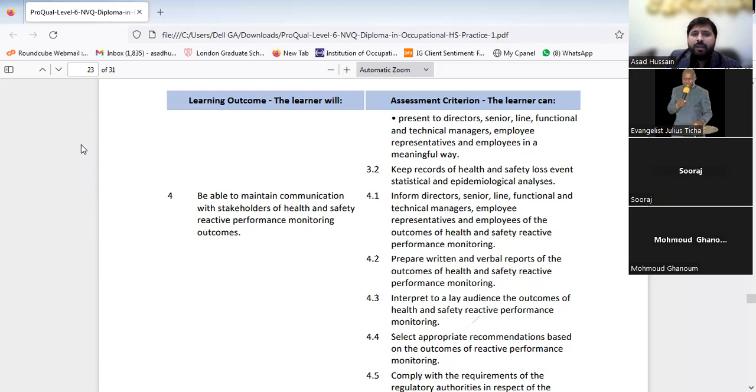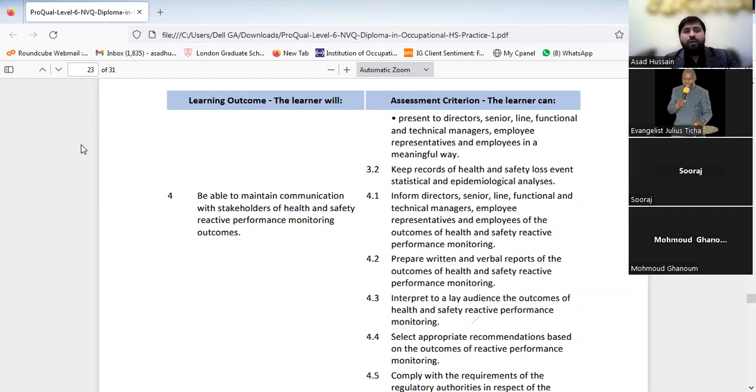Yeah, clear. Okay. So 3.2, keep records of health and safety loss event, statistical and epidemiological analysis. In this section, it is again asking where you are keeping the records of these statistical and epidemiological analyses. You may have online server locations, online cloud-based storage locations, or if you are keeping the graph in printed form, hard copy, then it can be saved as a physical record.